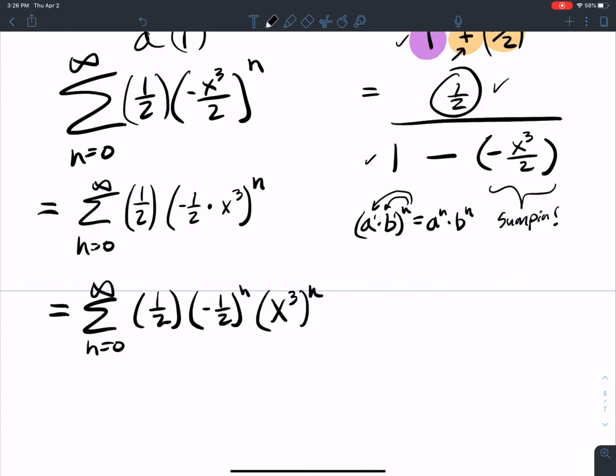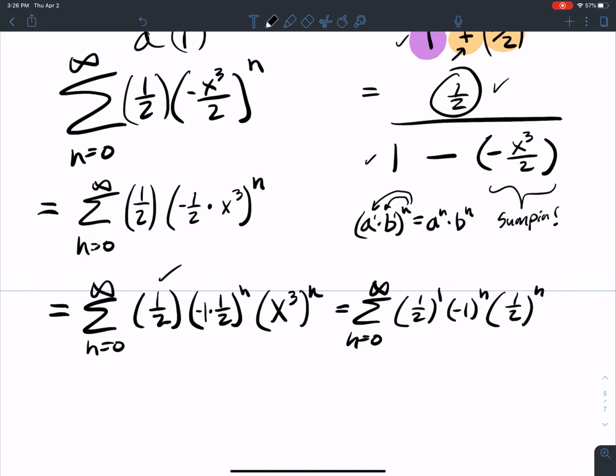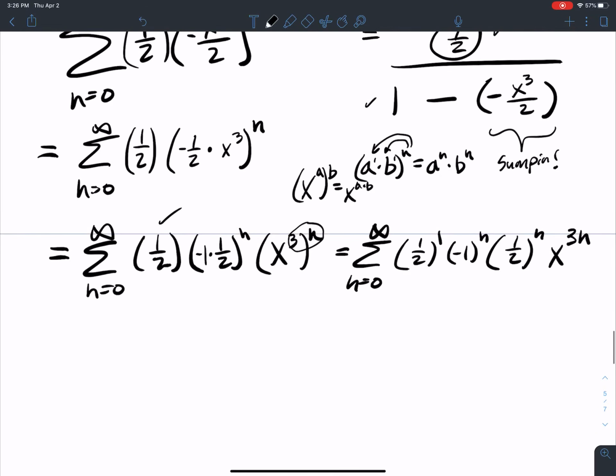Okay, negative 1/2 is the same thing as negative 1 times 1/2. So we can run the property again, right? So I have the series n equals 0 to infinity. A 1/2, I've got one of those right there. I have a negative 1 to the n. I have another 1/2, but it's to the n power. And then what do I do when it's a power to a power? x to the a raised to the b. Power to a power, I multiply the exponent. So this becomes x to the 3n here, okay?